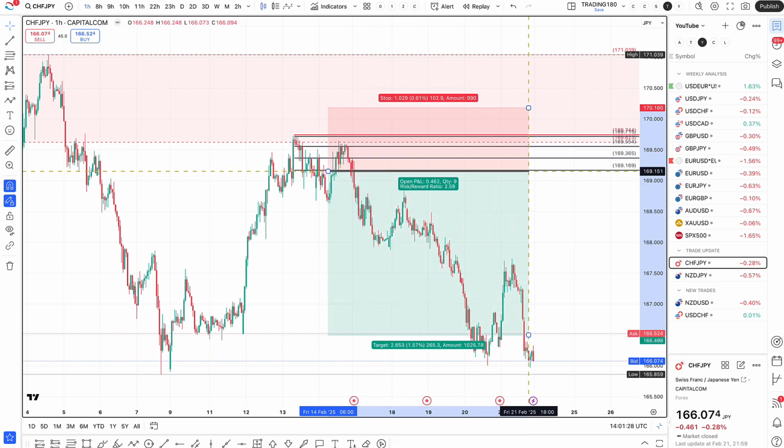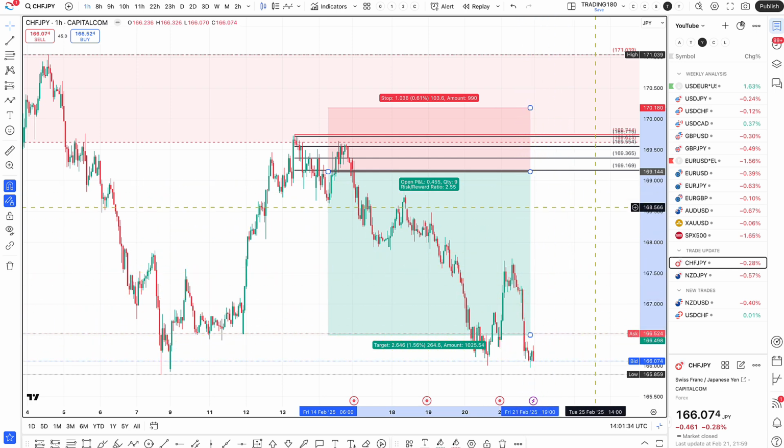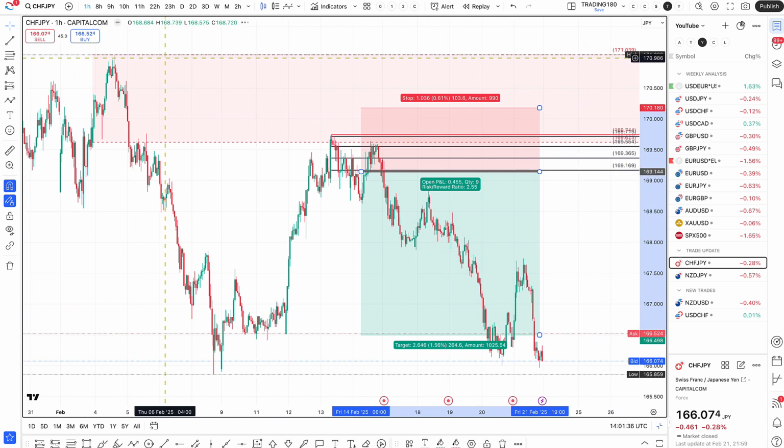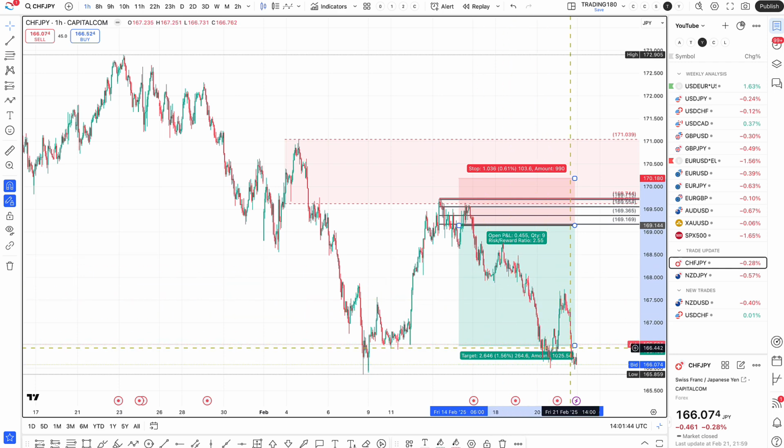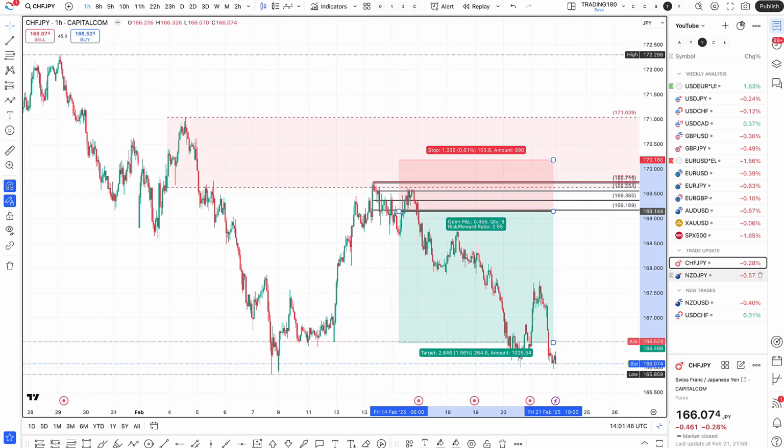So very nice on the Swiss yen. Going forward, I will be looking for more bigger pullbacks to look for short trades as the Bank of Japan looks to hike rates and the Swiss National Bank looks to cut rates. So that's pretty much really the plan. So very nice trade on that.